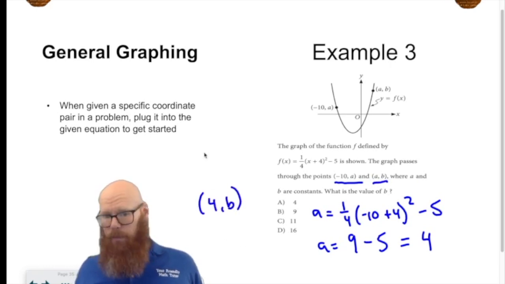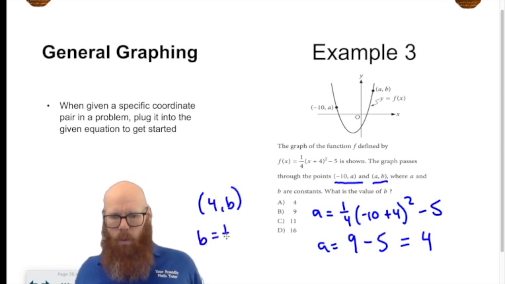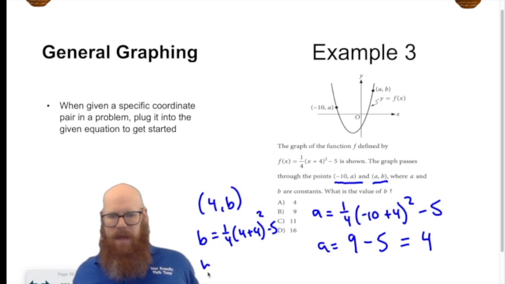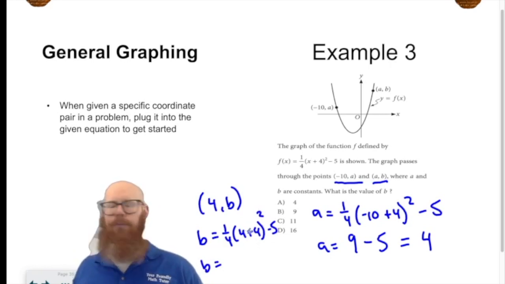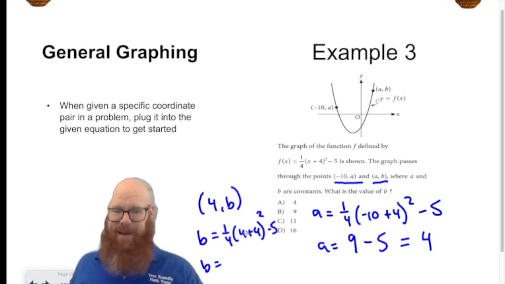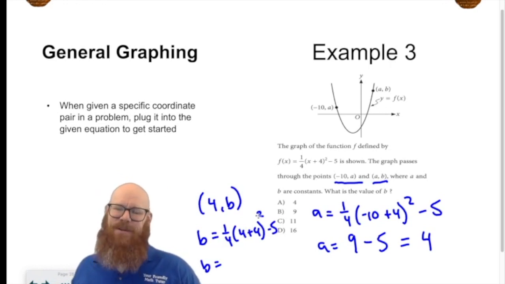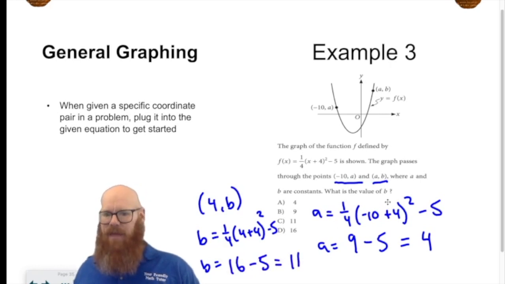Well, now I have another point, so I'm going to plug that in. So b equals 1/4 times 4 plus 4, squared, minus 5. So b equals 4 plus 4 is... sorry, 4 plus 4 is not 16. 4 plus 4 is 8. 8 squared is 64. 64 divided by 4 is 16. And 16 minus 5 is 11. They want to know the value of b, so b is 11.